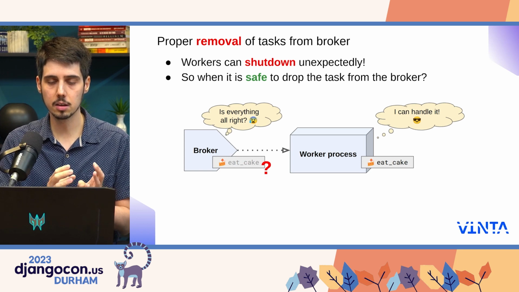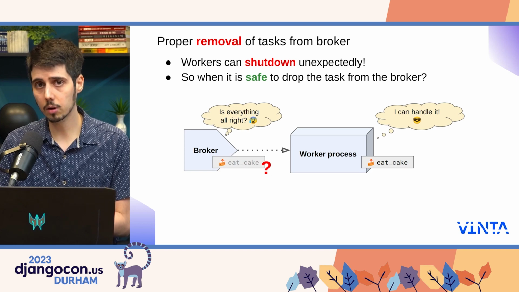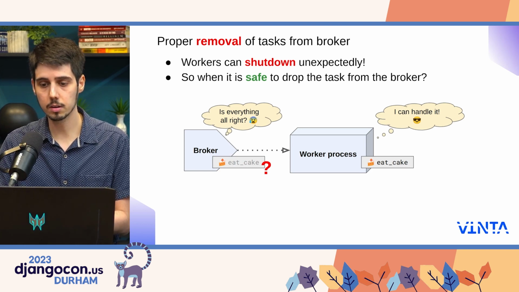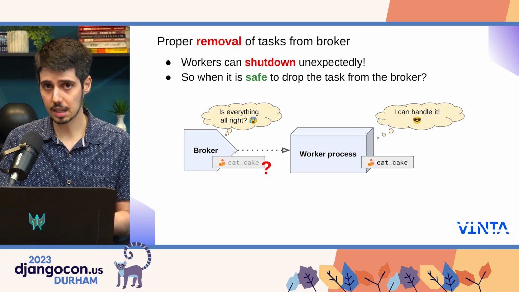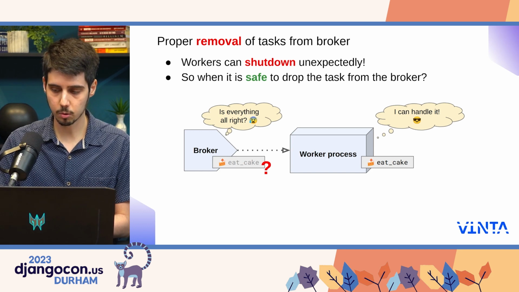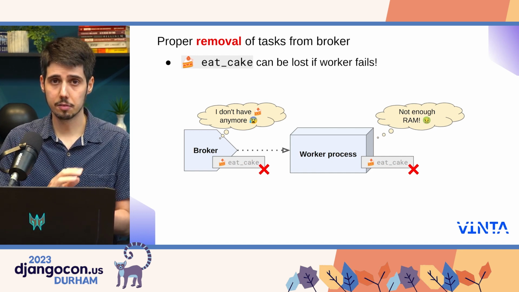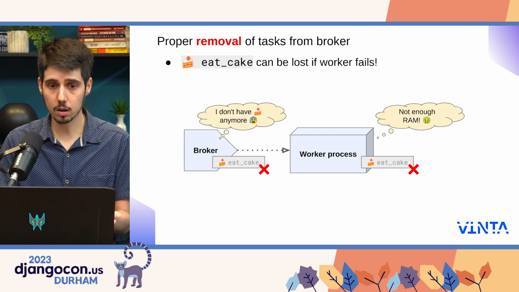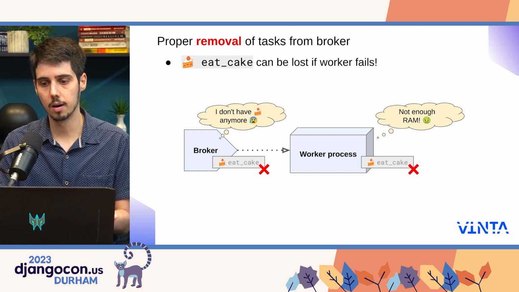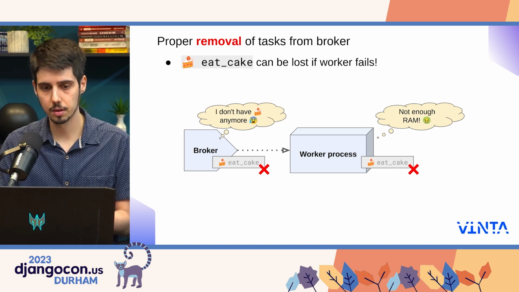the broker. Imagine you have the broker with the eat cake task, and the broker sends that task to the worker process. The worker process gets that task from the broker and says that it can handle it. Okay, so this task is not on the broker anymore, it's only on the worker. But this task, the eat cake task, can be lost if the worker fails. If there is not enough RAM on the worker, this task will just be lost. The task is not on the broker side anymore, and it's not on the worker side because the worker process has died due to out-of-memory errors.